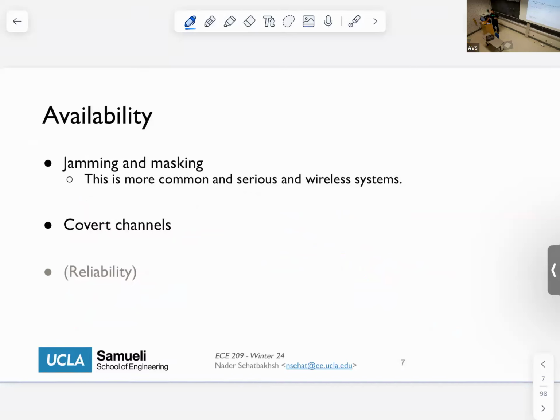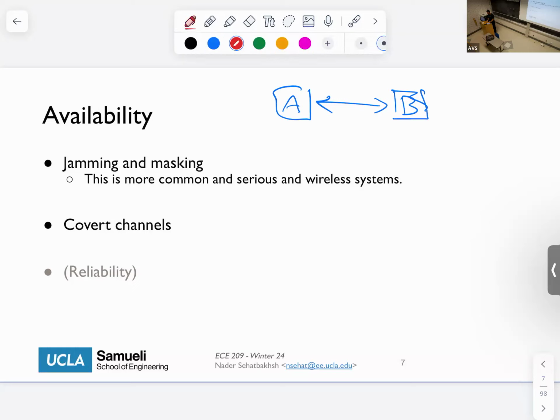Then there are also availability issues. In availability, there's one big area that many people work on, and that is jamming and masking, which means: if I have device A and device B and they're communicating with each other, can I somehow force the system to not receive the messages? Basically just block everything, having this giant wall between them such that they cannot receive each other's messages.